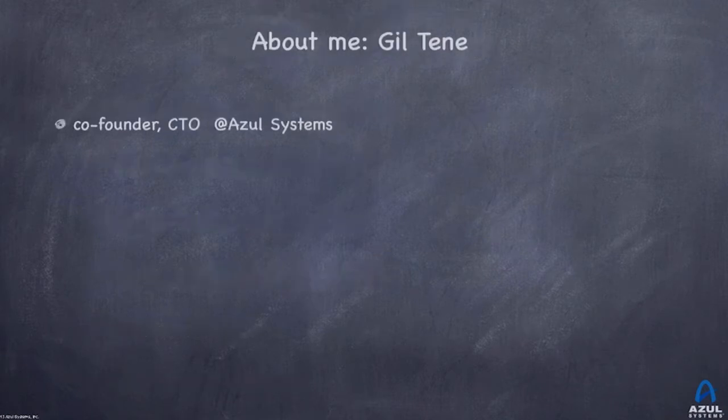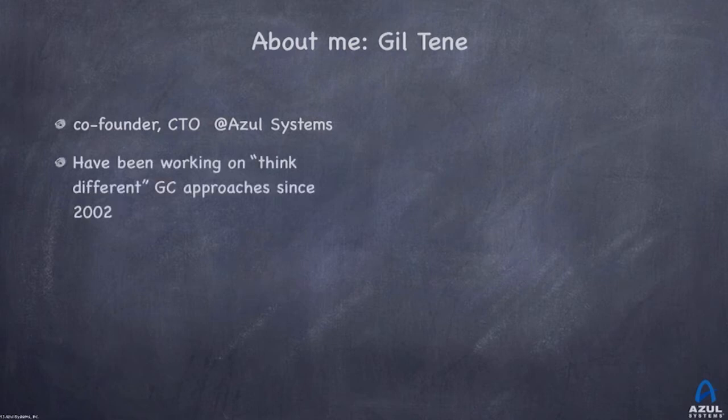So a little bit about me. My name is Gil Tene. I'm the CTO of Azul Systems. I'm one of the co-founders there. And I've been at Azul for about a decade now, a little over a decade.